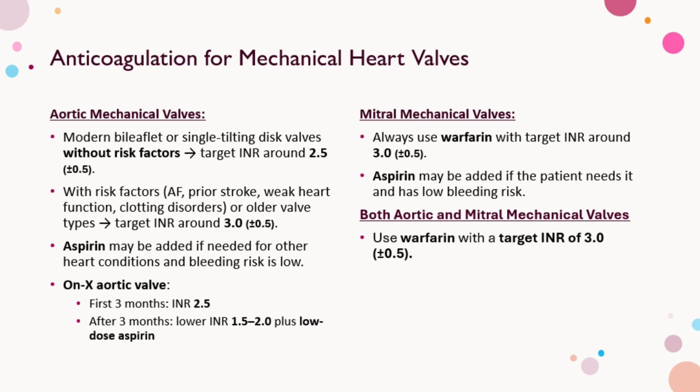Mechanical mitral valves carry a higher thrombotic risk than mechanical aortic valves due to lower flow velocity across the valve and greater stasis within the left atrium. For this reason, guidelines recommend a target INR of 2.5 to 3.5 for all patients with a mechanical mitral valve. Aspirin may be considered in addition to warfarin in patients with low bleeding risk or in those with a prior thromboembolic event despite adequate anticoagulation.